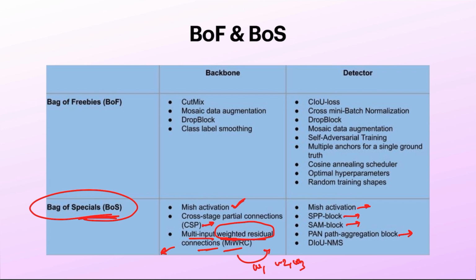Bag of specials, as I mentioned previously also, are major architectural changes which are very useful for a major boost in accuracy, with only a slight increase in inference speed. So most of the things are done. DIoU NMS we will discuss later, in the next video. In the next video we will discuss the remaining bag of freebies and bag of specials. Whatever the remaining topics are, we will see all of them in detail in the next video. Thank you.